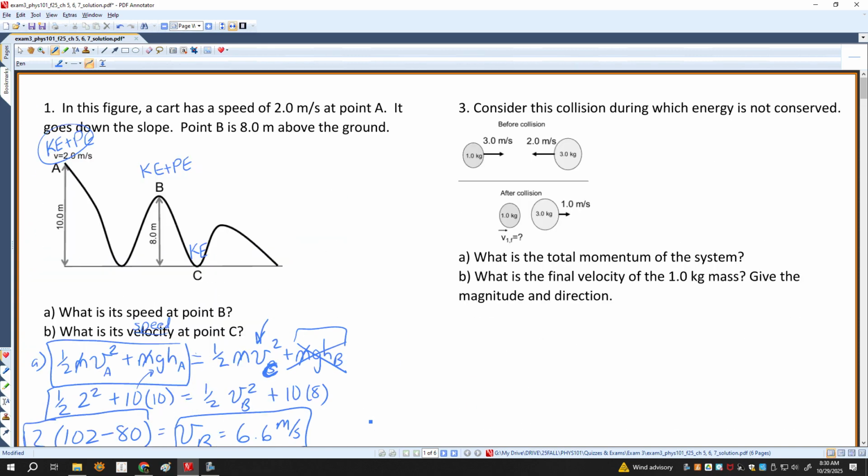You have a collision, and I want to know first what is the total momentum of the system. Since I know both speeds, velocities of the particles here, I can find the total momentum. The total momentum will equal P1 plus P2.